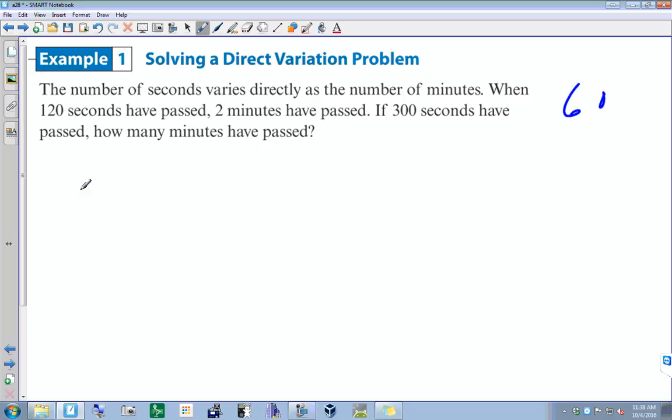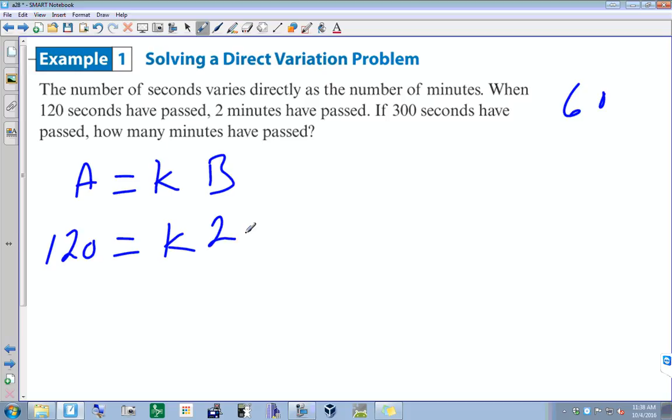So, if we have this as A is equal to K multiplied by B, okay? If I've got 2 minutes and 120 seconds, I get 120 is equal to K times 2, right? Divide by 2, and I get 60 is equal to K. So that's the constant of variation. That's all it is. Nothing that you don't know.